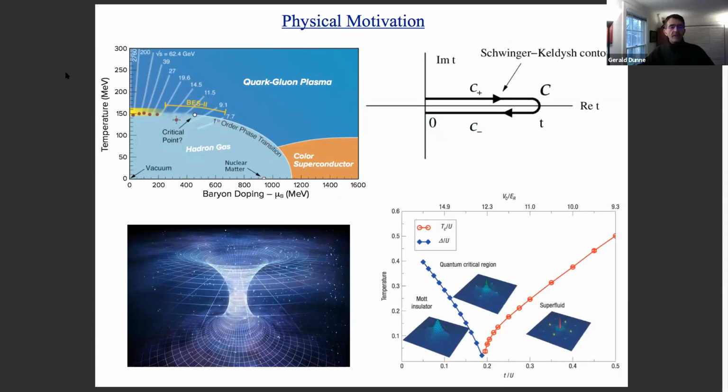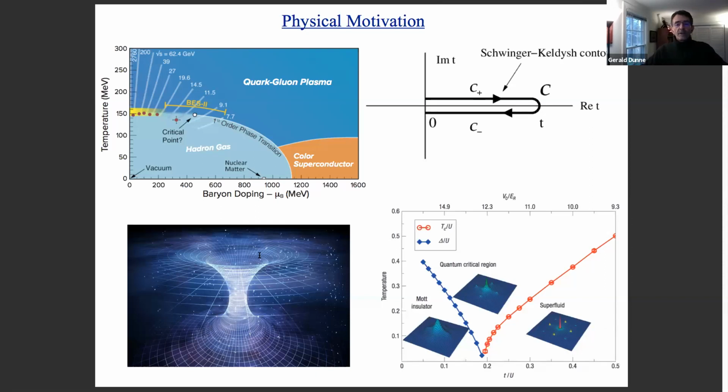This audience doesn't really need this slide, but things like the QCD phase diagram, made very difficult by the sign problem at finite density, things like non-equilibrium problems at strong coupling, made difficult by the necessity of using complex contours like in the Schwinger-Keldysh formalism, things like quantum critical points in strongly coupled systems, and things like quantum gravity or even just quantum field theory in curved space-time. These are interesting problems to this audience, and they're problems with known difficulties.